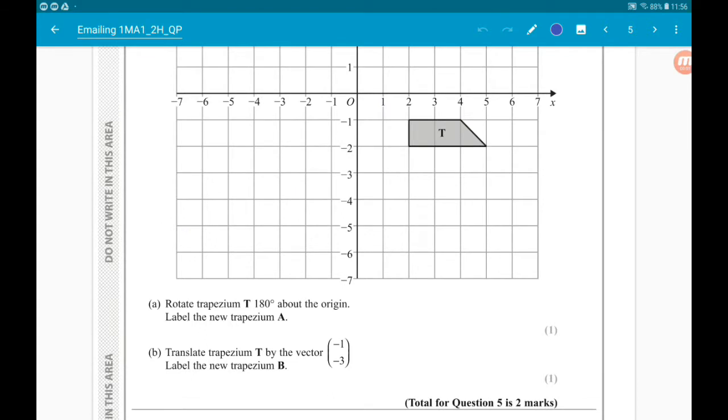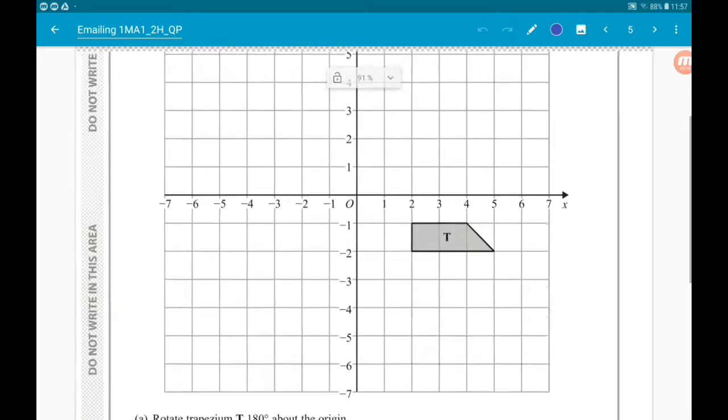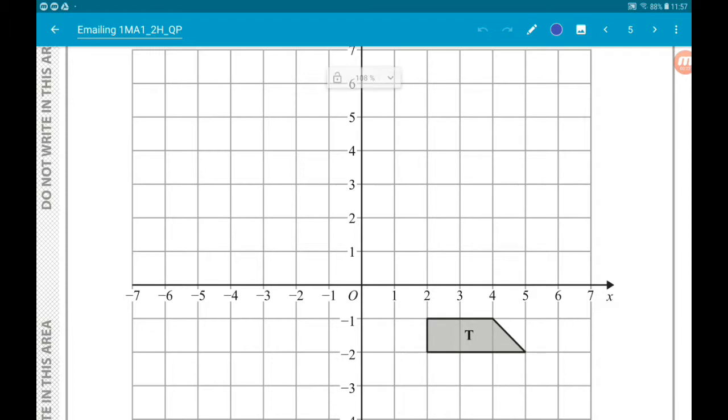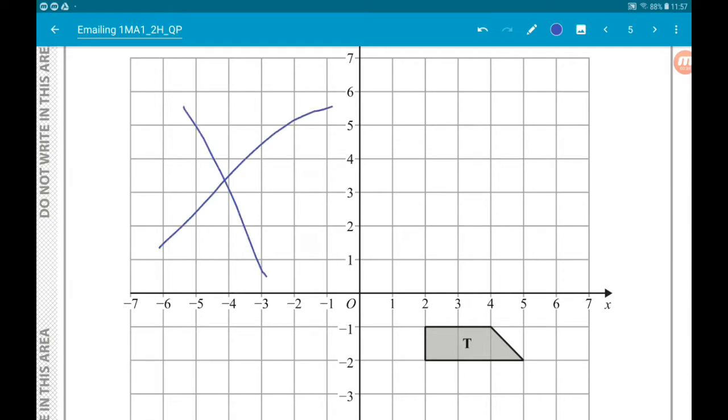Okay, number 5, we have some transformation fun. So part A wants us to rotate trapezium T 180 degrees about the origin and label the trapezium A. Okay. So, 180 degrees is going to take it from the bottom right quadrant to the top left quadrant. So, somewhere up here.